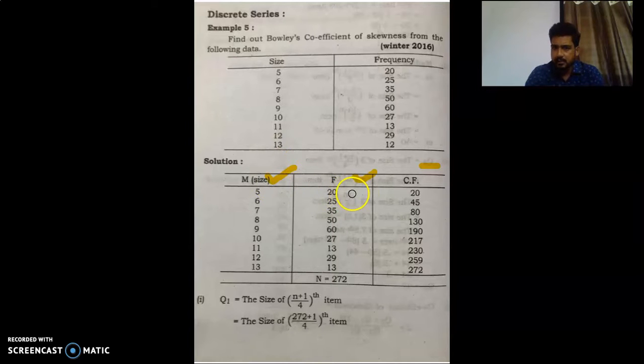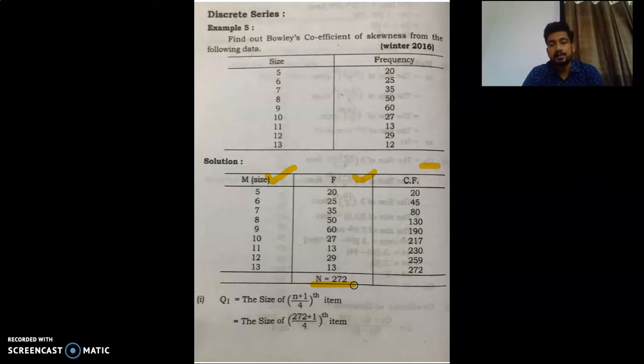So 20, then 20 plus 25 is 45, 45 plus 35 is 80, 80 plus 50 is 130, 130 plus 60 is 190, 190 plus 27 is 217, 217 plus 13 is 230, 230 plus 29 is 259, 259 plus 13 is 272. That's why n equals 272, the total of frequencies. So we have prepared the table.